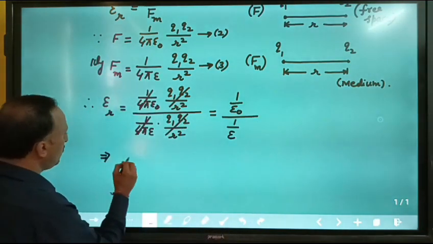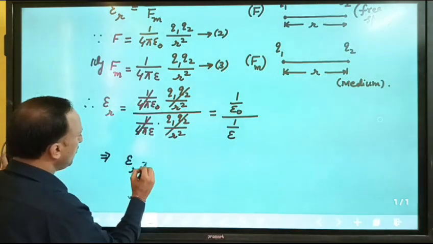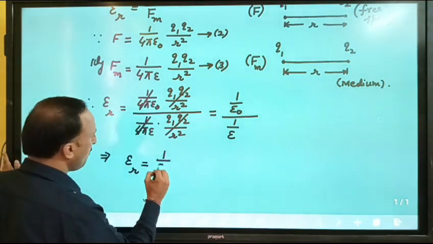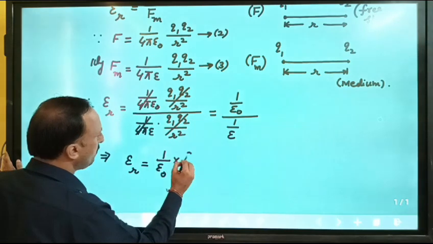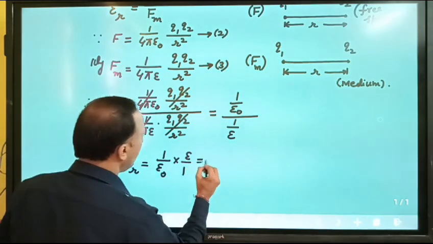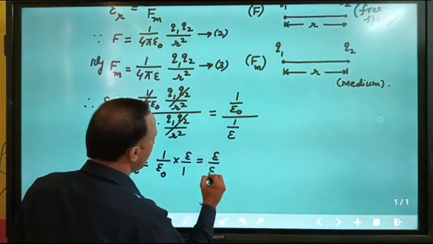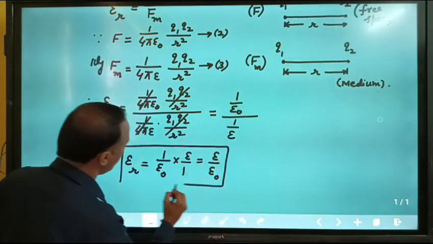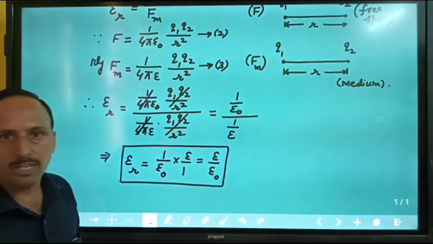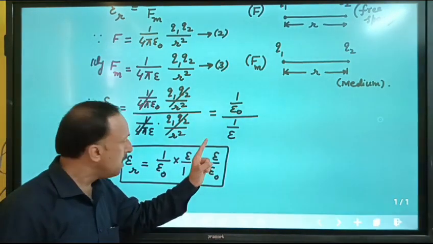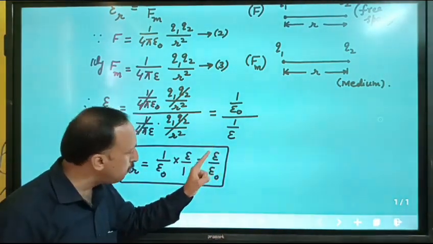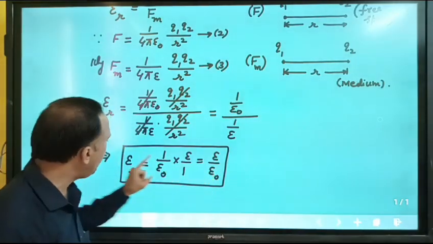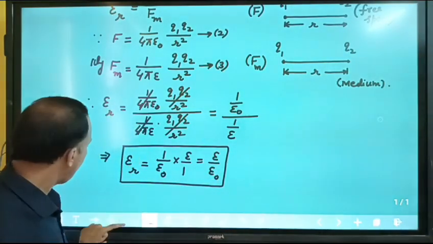So while solving this, relative permittivity is equal to 1 upon epsilon naught multiplied by epsilon over 1, means this is epsilon upon epsilon naught. So this term in physics is known as relative permittivity. That is the relation between the permittivity of the medium to the permittivity of free space. That term is known as relative permittivity.